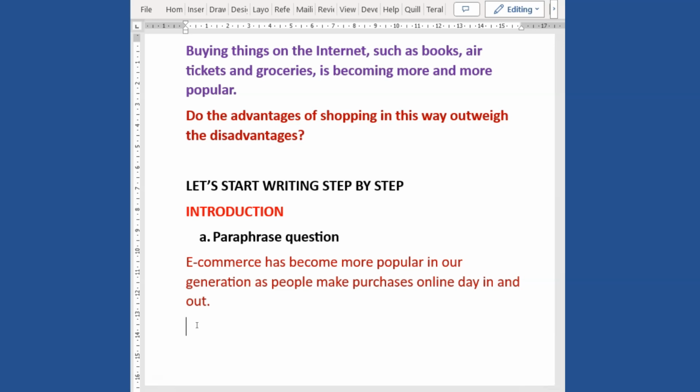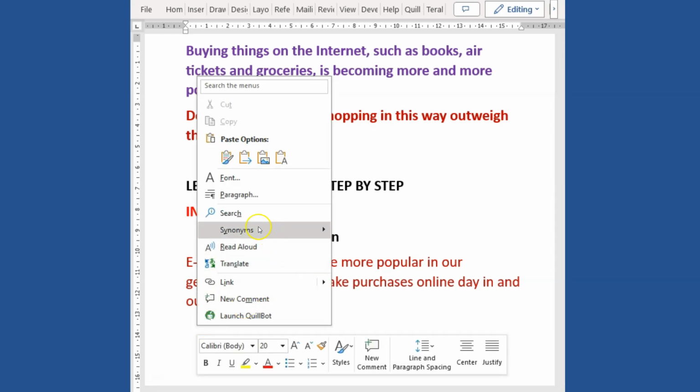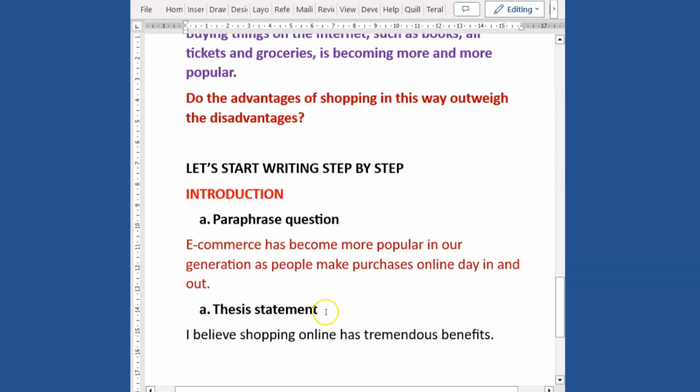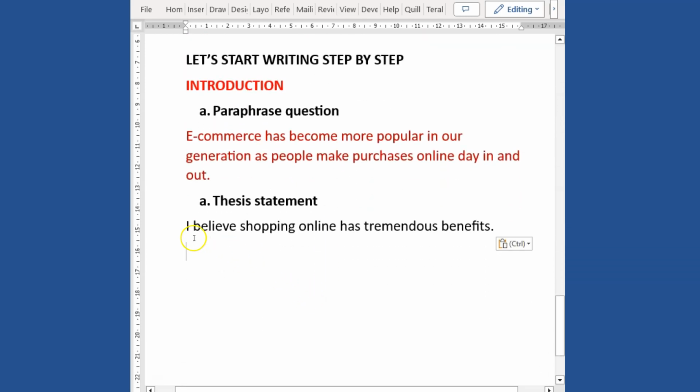So I just need to state that shopping online has more advantages than disadvantages. So I'll state my thesis statement, and I just wrote, I believe shopping online has tremendous benefits. Okay, so I just wrote that, and that is all for it. It just shows that the benefits of shopping online are more than the disadvantages. Instead of using disadvantages and advantages, I use the word benefit.